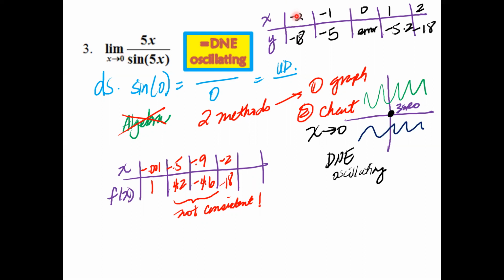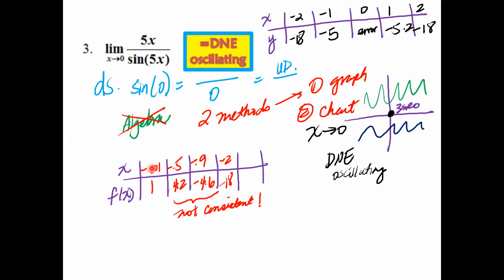So if I try -2 on the left side, +2 on the right side, you can see that -2 results in a -18. -1, which is still close to 0, all of a sudden jumps into a -5. And there's just a really big gap in between. I mean, it's not being consistent. You know, as x is approaching 0, it's not approaching one definitive number.